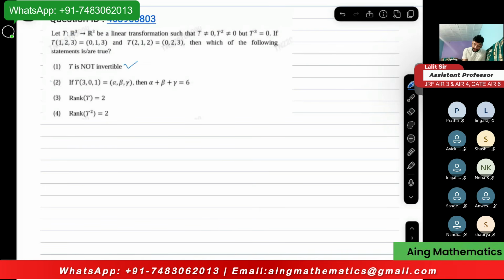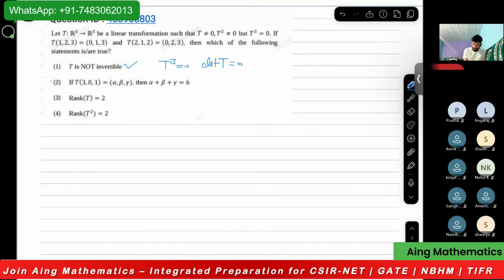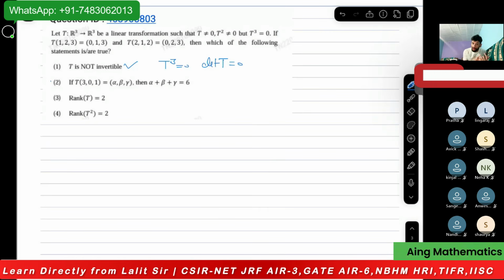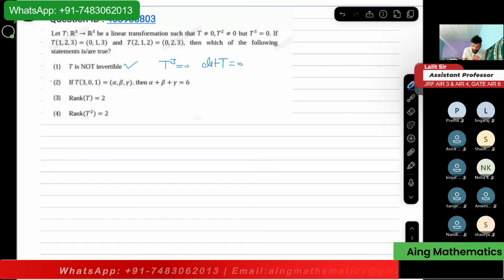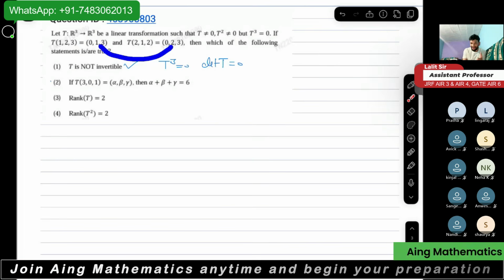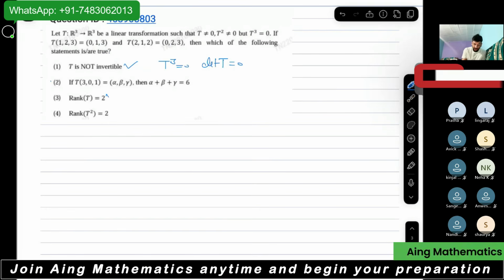T is not invertible. Yes, very obvious, because T cube is 0, which implies determinant of T is 0, right? So this is obvious. Rank T is 2. See, here you have to think quickly. T is not invertible, it means the rank of T cannot be 3. But there are two linearly independent vectors in the range. So what should be the rank? Rank must be at least 2, and rank cannot exceed 2 because T is not invertible. It means rank T must be 2.